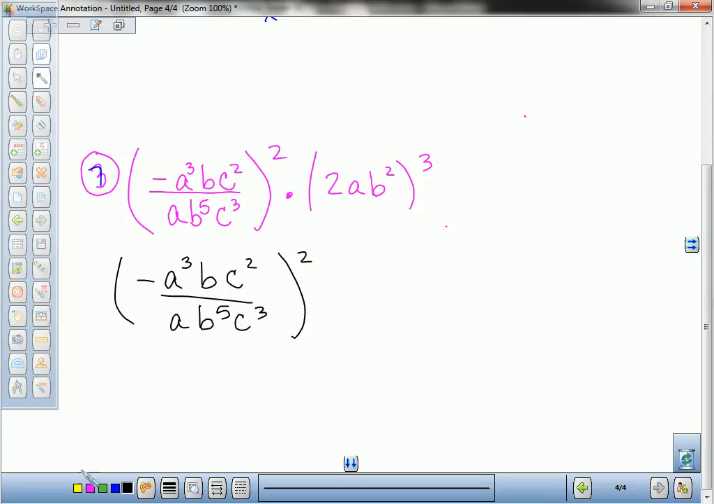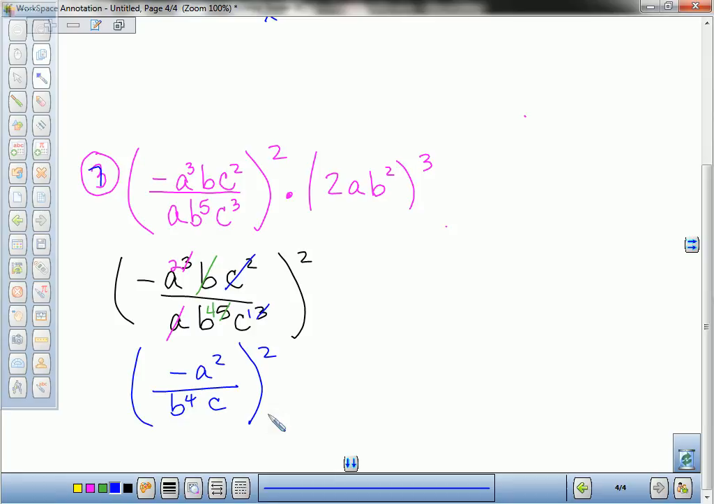All right, so let's start simplifying the inside. This A cancels with 1 of those and leaves 2. This B cancels with 1 of those and leaves us 4. And then 2 of these C's cancel with 2 of those and just leaves us 1. So we have a negative a squared over a b to the 4th c.